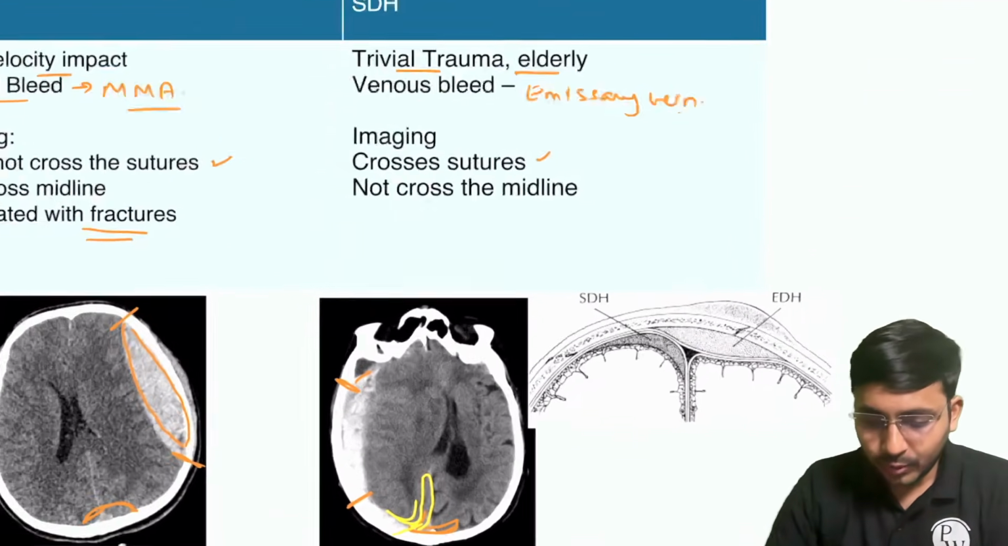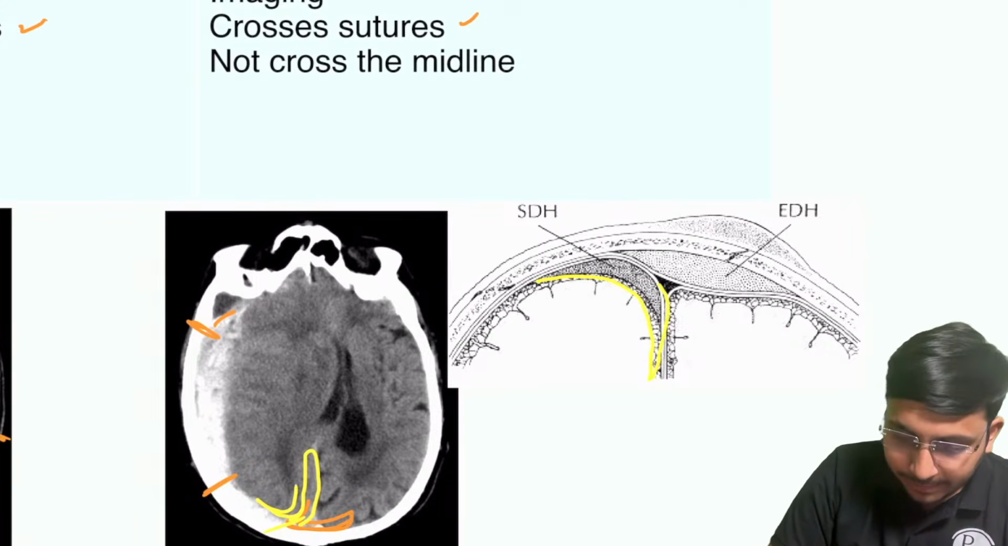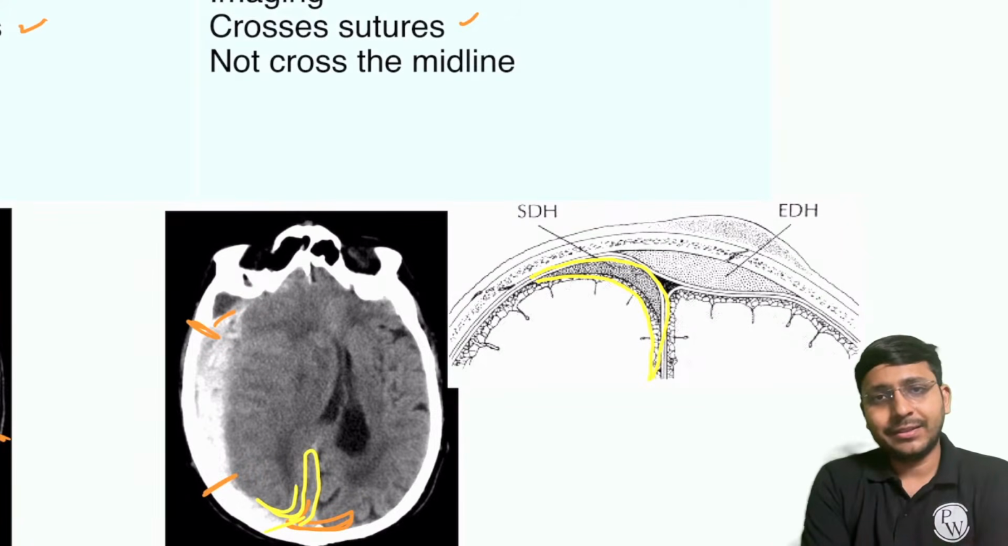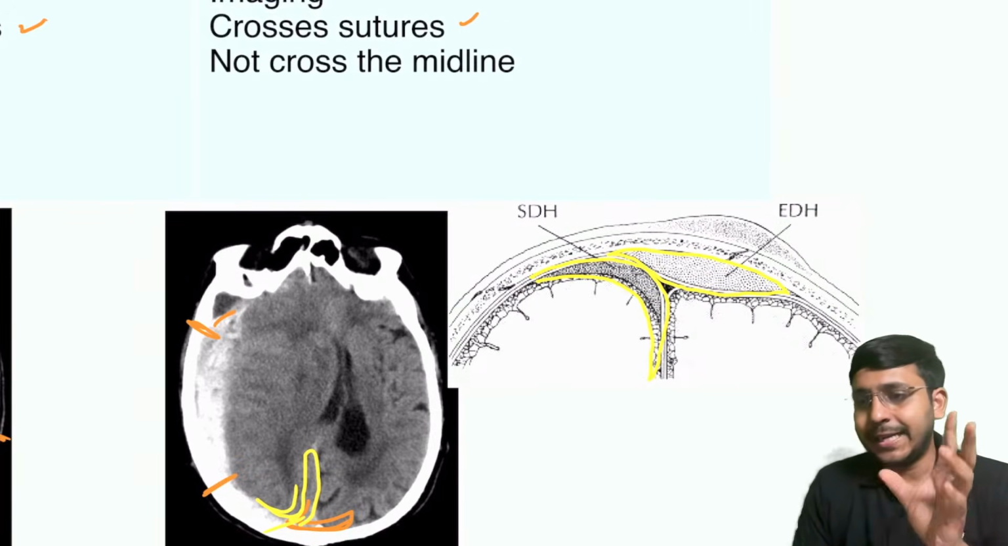Okay. So look at this image. The SDH at the level of falx has to dip along with the falx cerebri. This is SDH, whereas EDH can go beyond the falx. This is EDH.